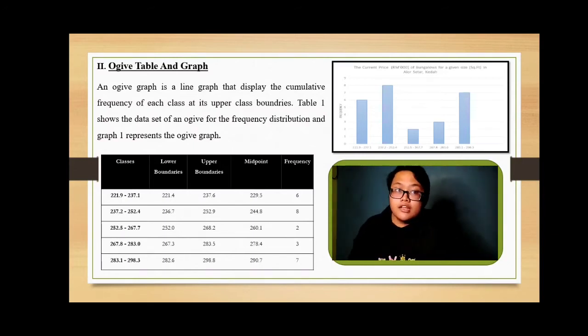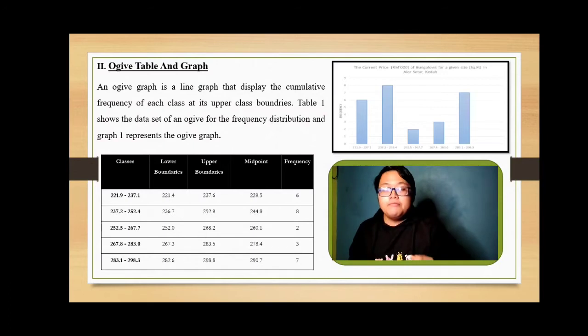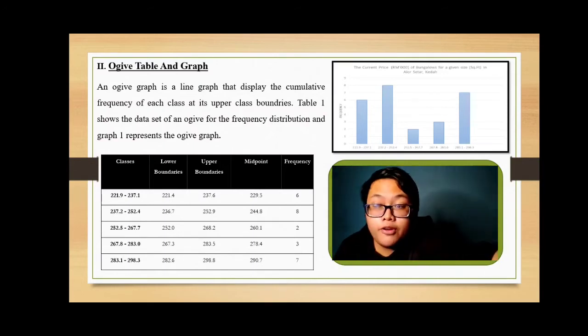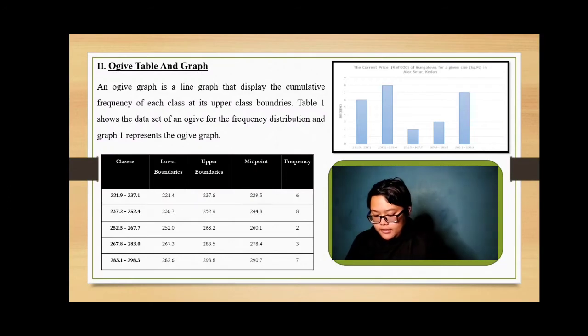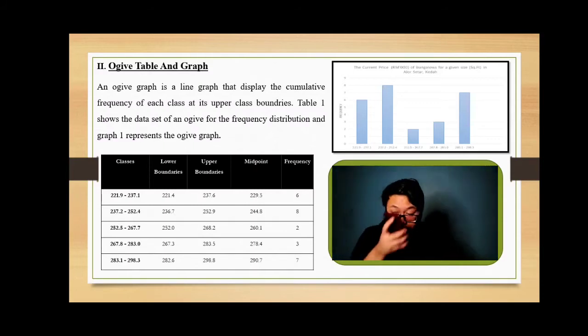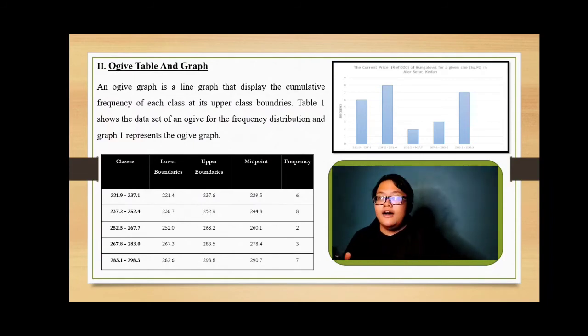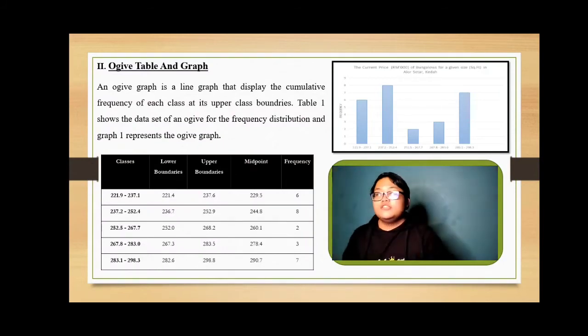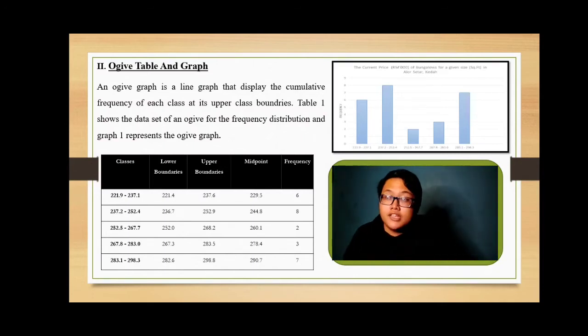For lower boundaries, how do we calculate this? We minus 0.5. So 221.9 minus 0.5, we have 221.4. That is how we calculate the lower boundaries for each class. For upper boundaries, we have 237.1, and the way we calculate this is we plus 0.5. So the upper boundary is 237.6.